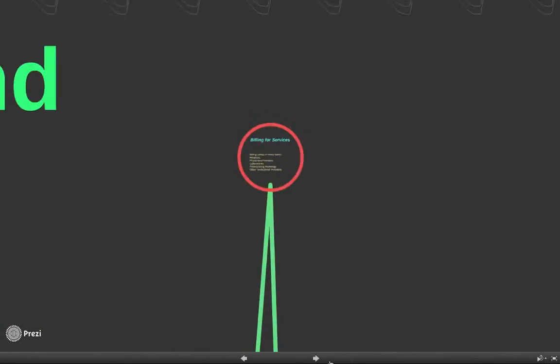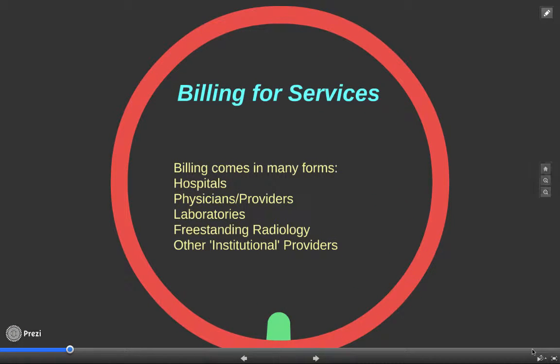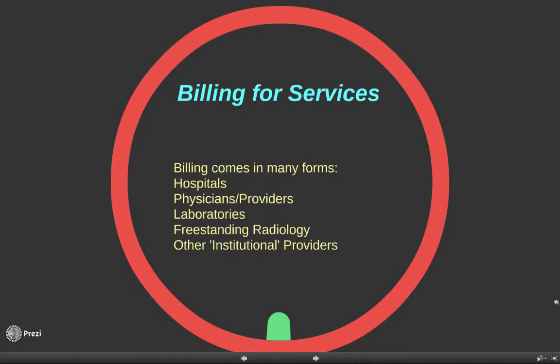So, billing for services generally comes in a bazillion different forms. The billing that we do in the healthcare environment varies based on the type of service that's being provided. So obviously we have services in the hospital setting, physician or provider setting, laboratories, freestanding radiology type services, and other institutional providers. So things like skilled nursing facilities, nursing homes, long-term care facilities, all of these different types of facilities, and they all vary in the way that they bill.